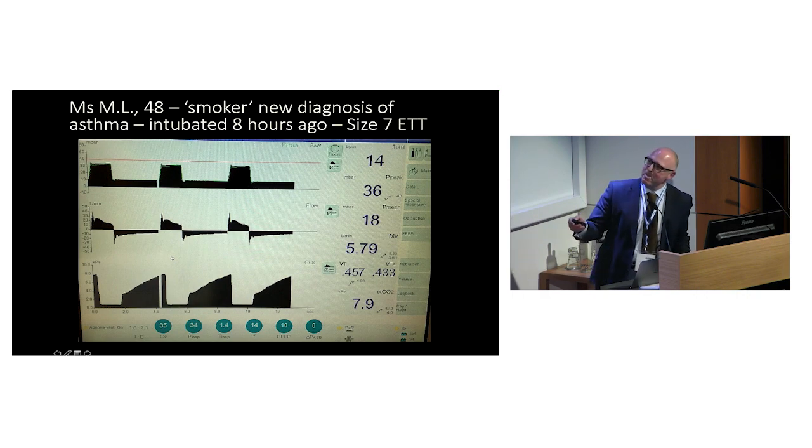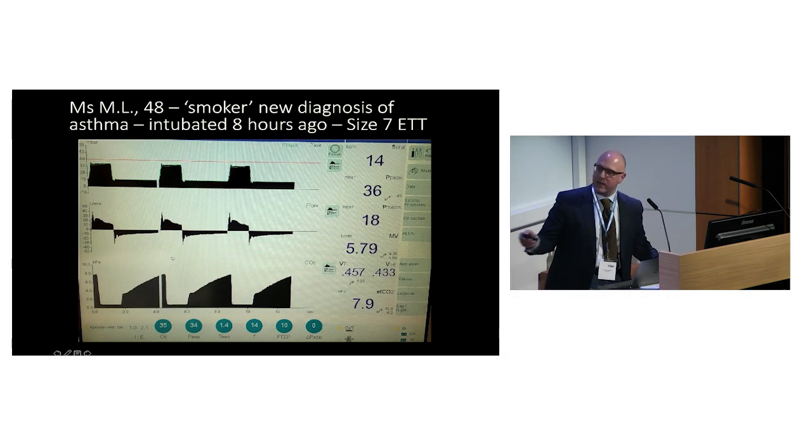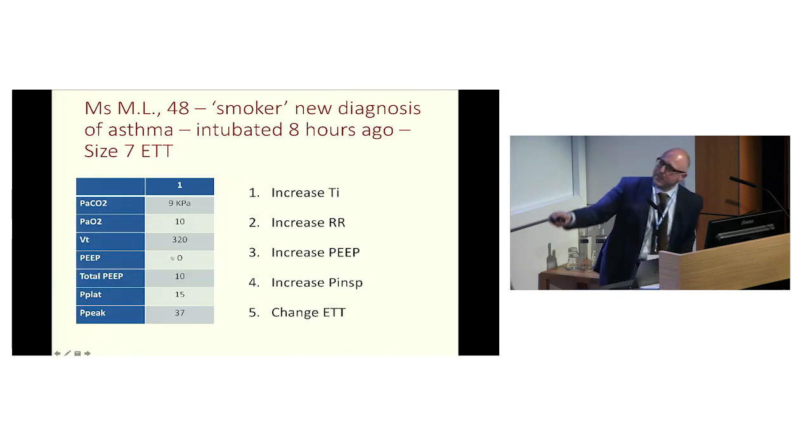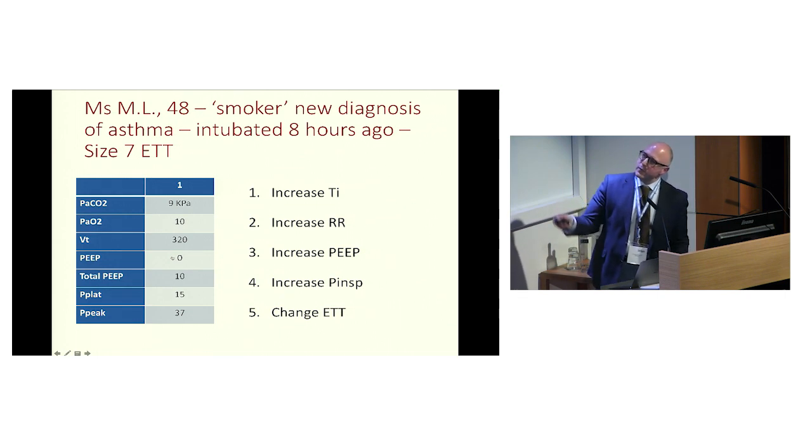Fingers ready. So this is a lady, 48. She's a smoker. New diagnosis of asthma, intubated 8 hours ago with a size 7 tube. What do you think of this? Well, quite severe gas trapping, you can see on the end tidal and on the flow. So the question, question 4, this is what you see on the gas: PO2 of 9, PCO2 of 9, PO2 of 10, and this is what you see, a PEEP of 0. What would you do first?